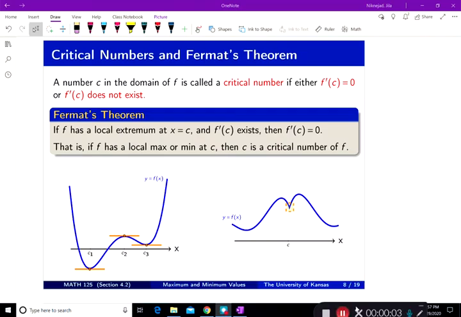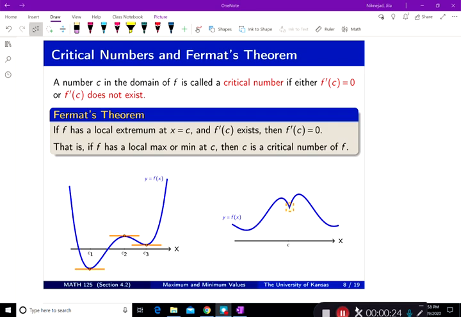We're continuing with section 4.2 and we want to discuss the theorems this time. We already discussed critical numbers and Fermat's theorem. Critical numbers are values c such that f prime of c is equal to 0 or f prime of c does not exist.